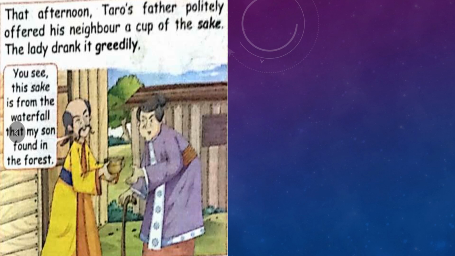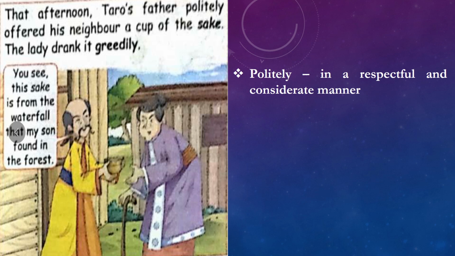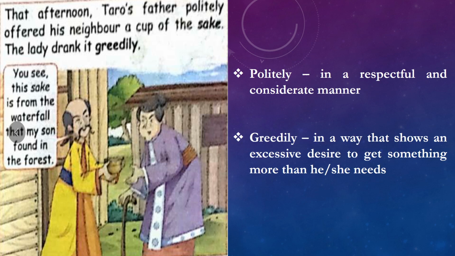Okay, so Taro's father politely offered his neighbor. Politely means with a very good gesture, in a respectful or considerate manner. So he offered the neighbor a cup of sake, and the lady drank it greedily. He was a greedy person, so he drank it greedily. Greedily, that a person who shows the excessive desire of something that is more than he or she needs. So the man said, "You see, the sake is from the waterfall." So he directly revealed the truth that this sake is from the waterfall that my son found in the forest. Okay.